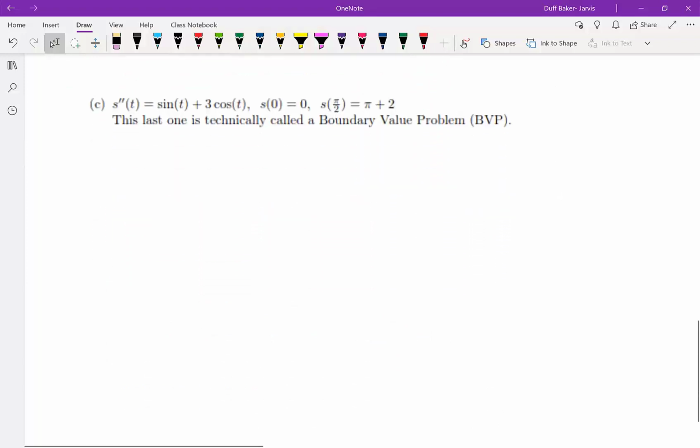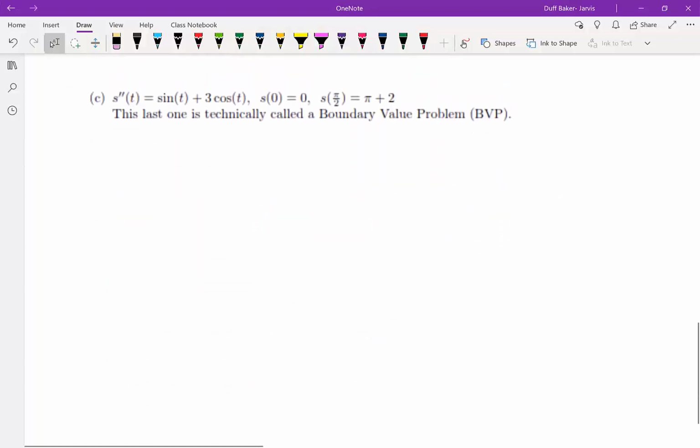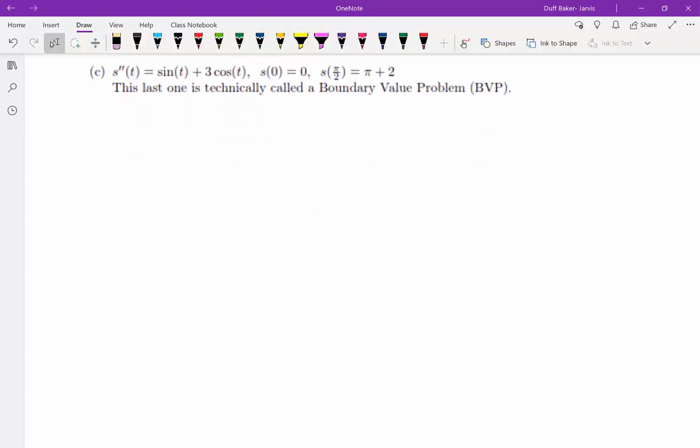Okay, so here's one that's a little bit different. I want you to take a few minutes and think about this one. I'll give you a hint, because this one's not technically exactly like what we've seen before. It's a slightly different type, but very similar. This one's technically called a boundary value problem.